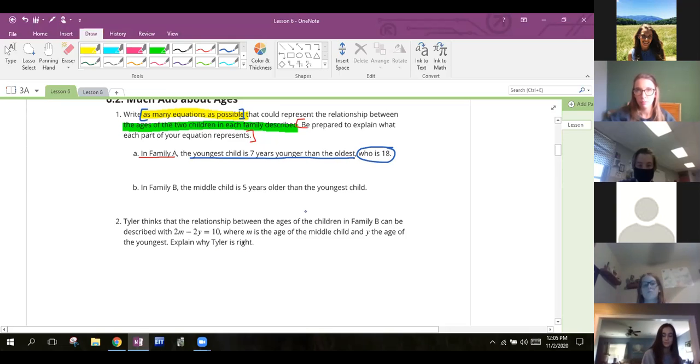18 minus 7. Okay, so Braden said one equation could be 18 minus 7, and what would that equal? That would equal 11. Okay, so what are you saying, that 11 is the age of the youngest child? That is exactly what I'm saying. Okay, age of youngest child. Good, there's one. What's another one?